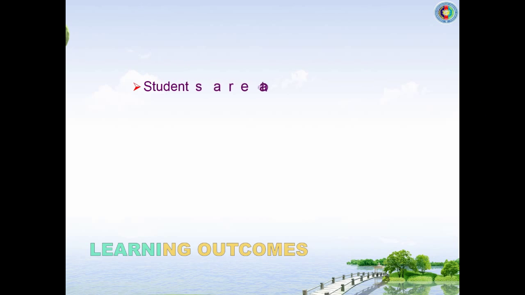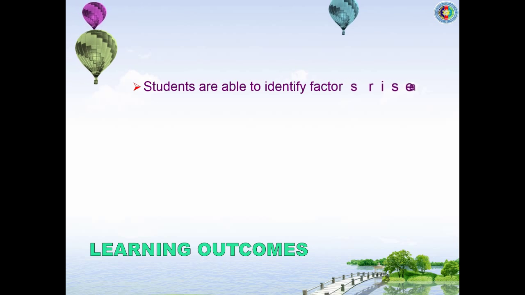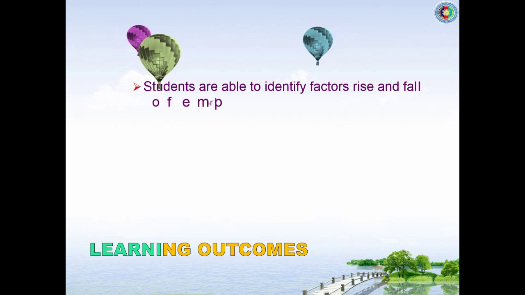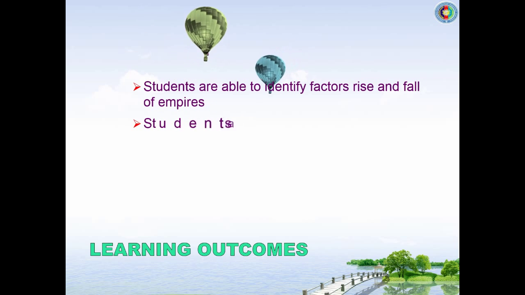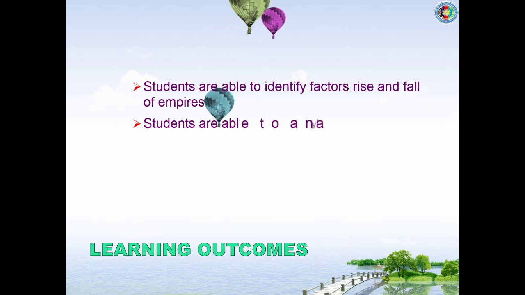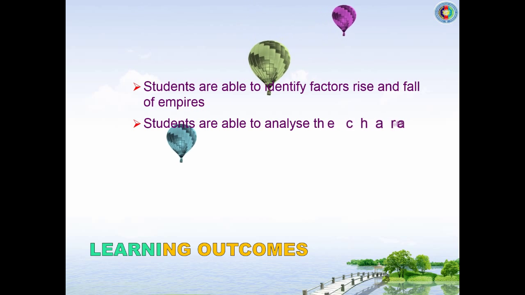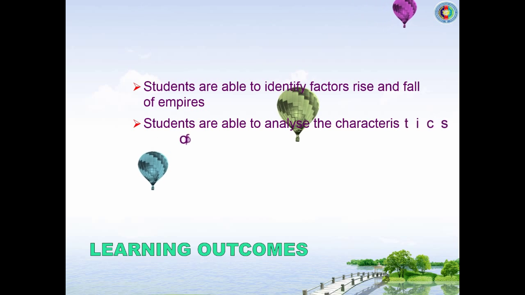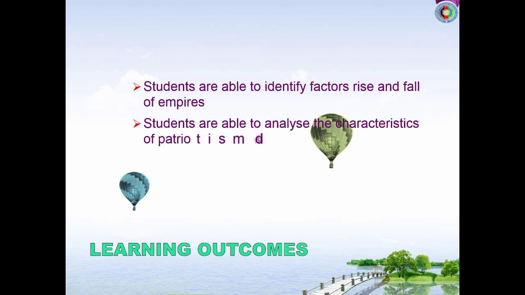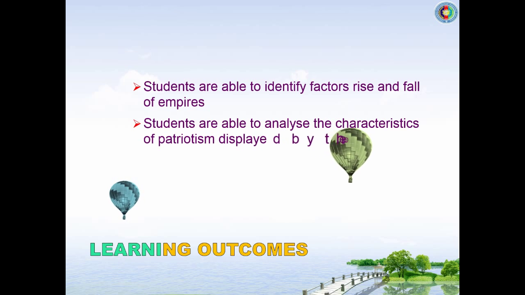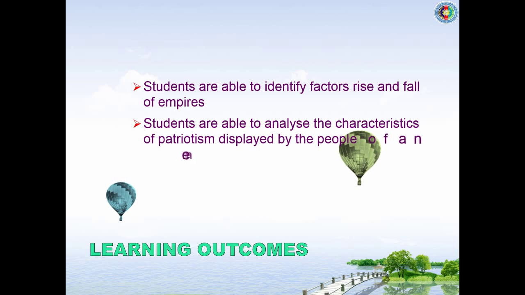As for the learning outcomes, there are two learning outcomes. Firstly, students are able to identify factors that cause the rise and fall of empires. Secondly, students are able to analyze the characteristics of patriotism displayed by the people of an empire, followed by nation-states.